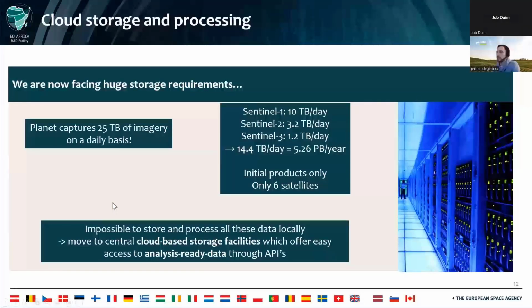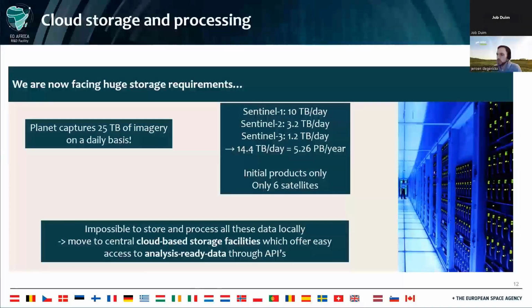So as opposed to the low resolution monitoring activities that you might be familiar with, where you typically just download the satellite data to your own computer and analyze the data by yourself, this is not something that is feasible anymore when we are talking about high resolution crop monitoring. So we need to rely on these cloud storage and processing facilities. Typically, these facilities offer the data already in an analysis-ready format. So that means that a lot of the necessary pre-processing and calibration steps have been taken care of for you. So the data is actually ready for use.